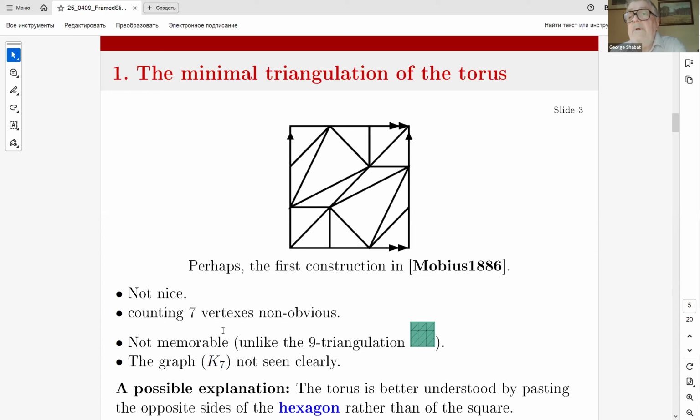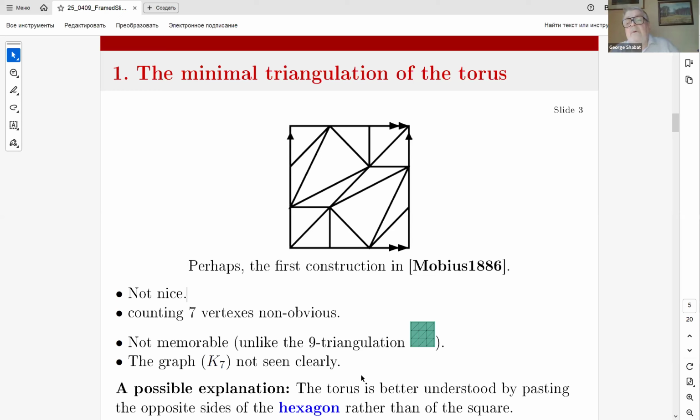Everything changed when I met the paper by this Savarnek that I'll quote. And now we have just another vertex. Yes, sorry, the last claim is that it needs some effort to see the graph K7 embedded in this torus, and I suggest some explanation.